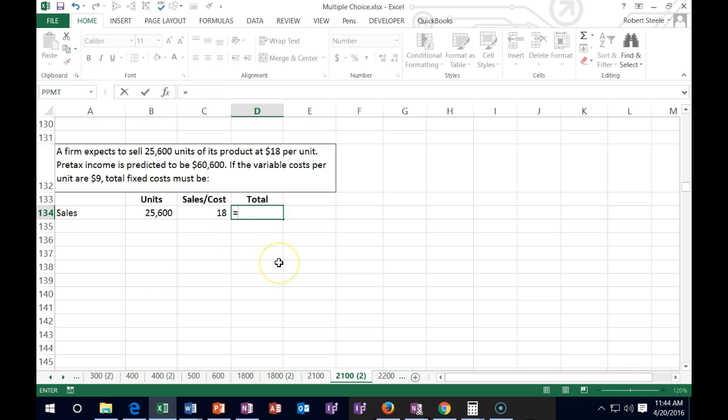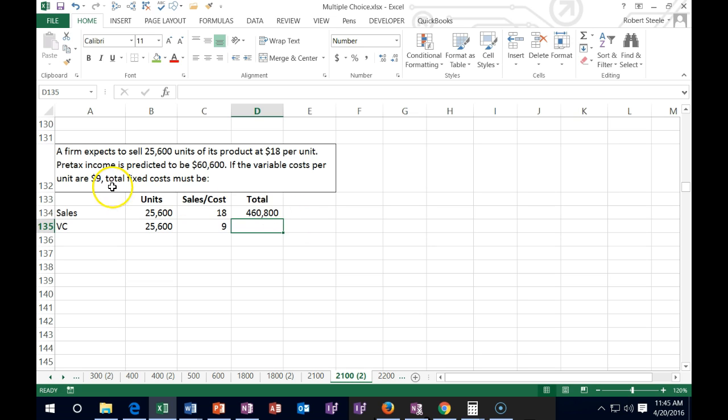All right, so this equals 25,600 times 18. That means we're going to have sales of 460,800. Now variable cost. Remember, those change in relation to the number of sales. That's why we're breaking it out this way rather than a standard income statement, because we can do this kind of estimation this way. So the variable cost for the 25,600 units is going to be $9 per unit.